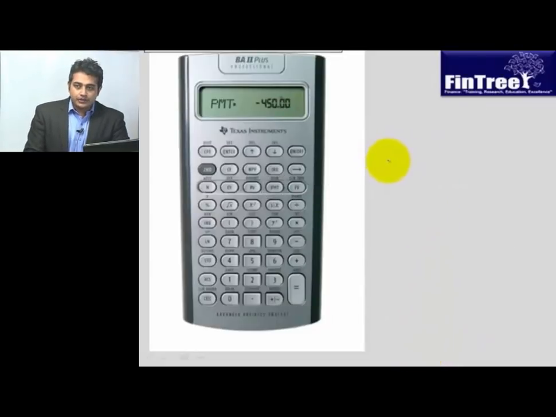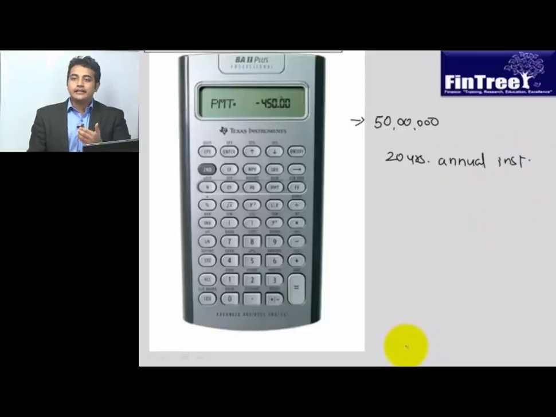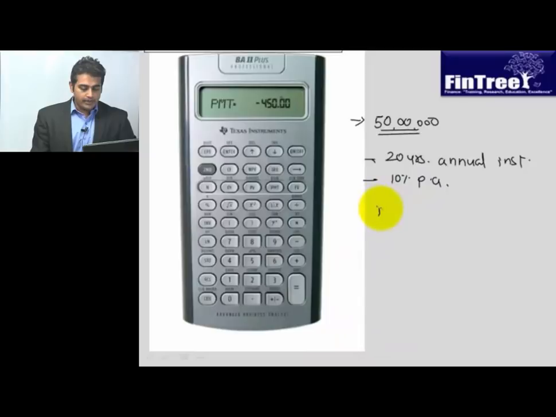Now let me flip this question in a slightly different fashion. You go to a bank and you take a loan of 50 lakh rupees. This loan you would be paying over the period of 20 years with an annual installment. Okay, so every year you would pay one installment, and you would pay that installment in such a way that by the end of year 20, your entire principal has been paid back. So this amount, the loan that you take, is called principal. The interest rate being charged to you is 10% per annum. Find out what is the amount of installment that you would be paying at the end of every year.